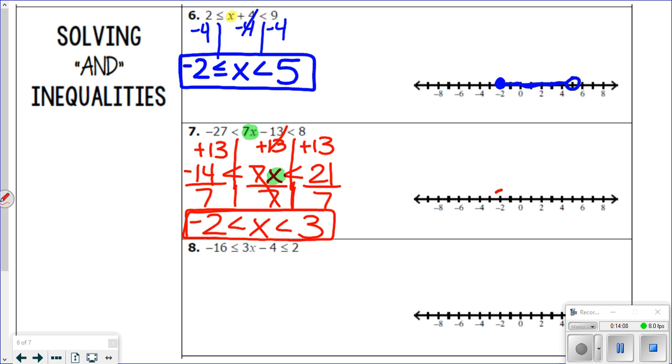So we have an open circle at -2 and another open circle at 3, and we need all x values in between those 2 numbers, so we're going to shade in the middle to connect them.